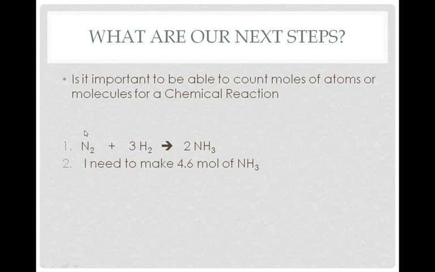I don't want to use too little of either one of these, otherwise I won't get 4.6 moles. I don't want to use too much, otherwise whatever's left over after I get the 4.6 moles, of the nitrogen and the hydrogen, will just go to waste. So what do I do? There's got to be a way that I can figure out how much of each of those I need to get the 4.6 moles. Well, there is a method.